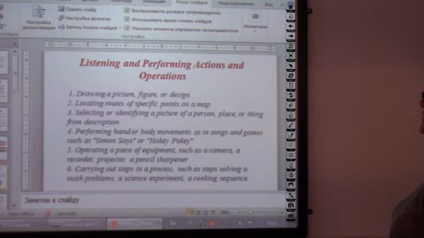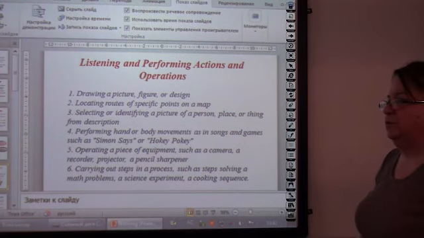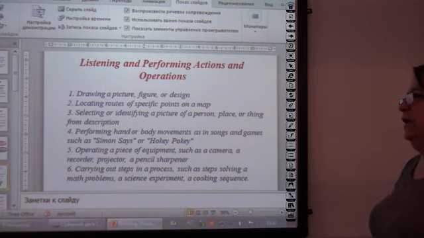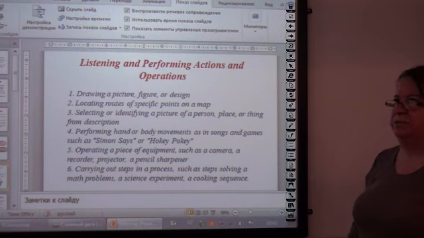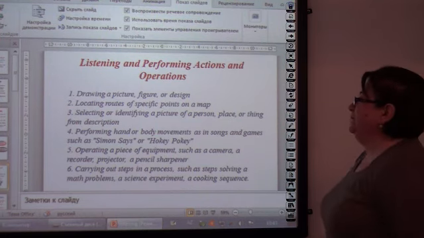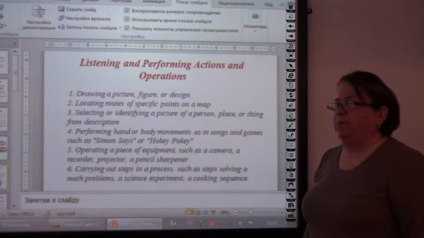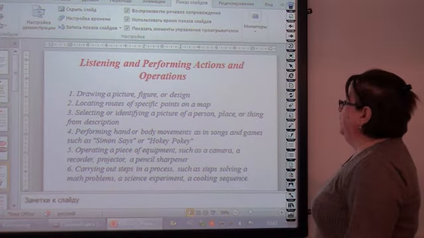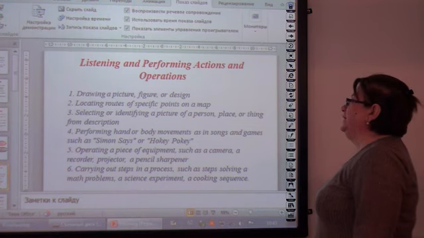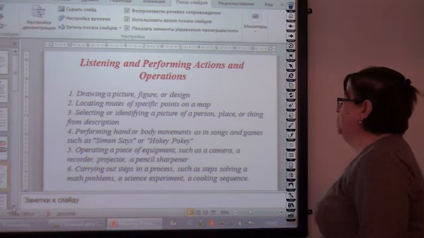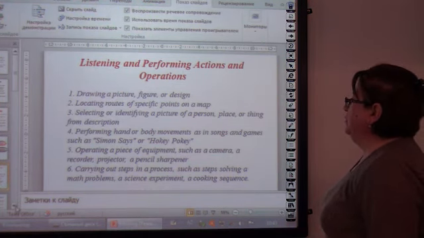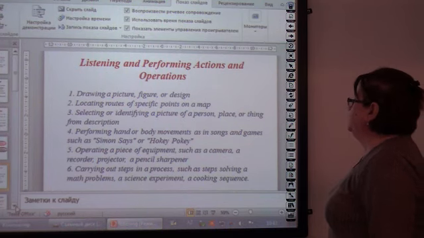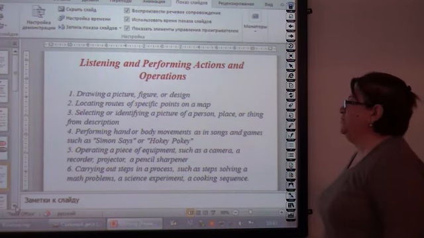The first one, listening and performing actions and operations. What does it mean? It means that when the students listen to a text or some material, they should be able to draw what they hear. Drawing a picture, figure, or design. Locating routes or specific points on a map. Selecting or identifying a picture of a person, place, or thing from a description.